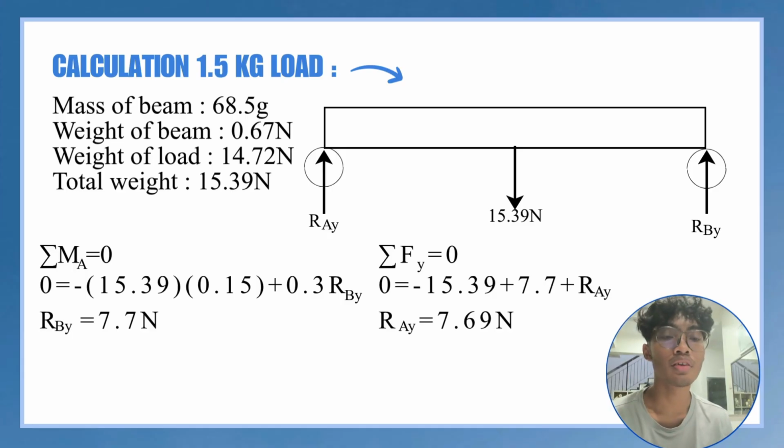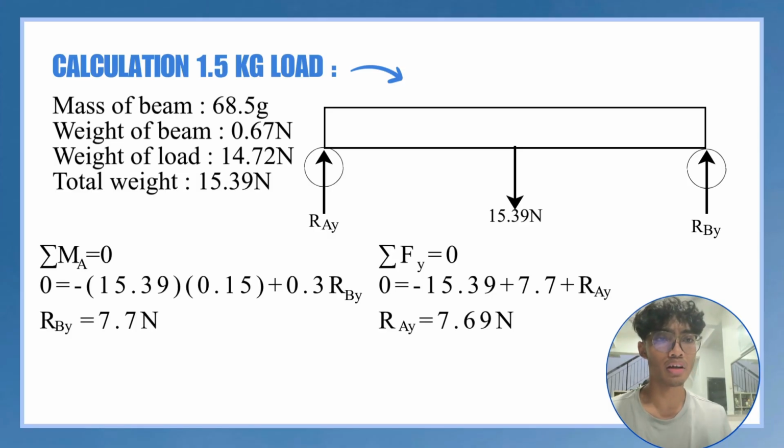So for the calculation, we have to measure the mass of the beam first. So when we measure the mass of beam, we get 68.5 gram, and the weight of the beam is 0.67 Newton, and the weight of load we have when we use 1.5 kg load is 14.72 Newton, and the total weight we will get is 15.39 Newton. So we have to find the reaction force at A and B first.